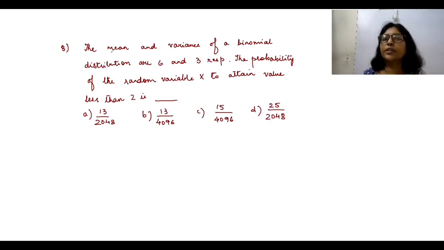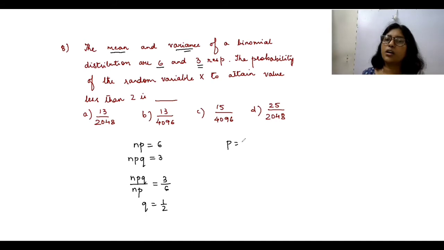Here we are given the mean and the variance of a binomial distribution. So the formula for mean is np and variance is npq. So when we take the ratio of the second value to the first one, that is npq upon np, we get q as half. So p will also be half because it is 1 minus q. Probability of random variable x having value less than 2, that is we are looking for P of x less than 2. That's P of 0 plus P of 1.